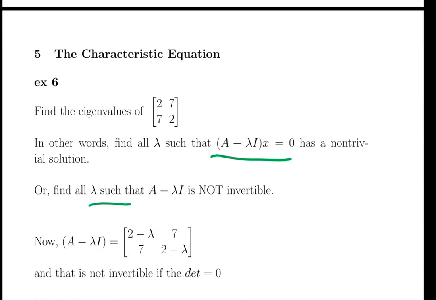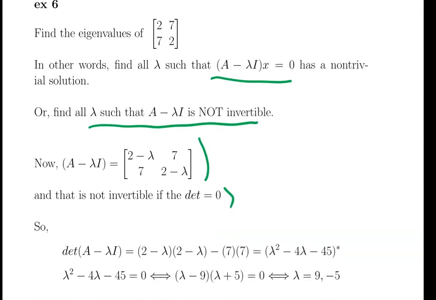Or another way is like find all the lambdas such that A minus lambda I is not invertible. Same thing. So take a look at A minus lambda I, right? Looks like this. And it's not invertible if the determinant is 0, right? And we know the determinant of a 2 by 2 matrix. So I go ahead and calculate the determinant, right? 2 times this entry times this entry minus that entry times that entry. That's the determinant.